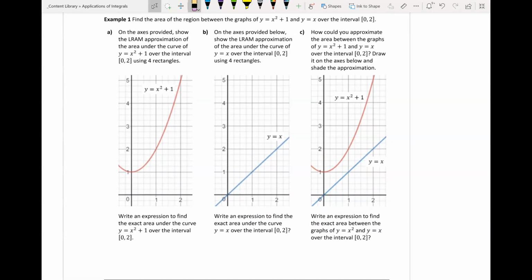We've been given two graphs. One of them is x squared plus 1, and the other one is x. For A, we want to show the LRAM approximation of the area underneath the curve of x squared plus 1, and we're going to have 4 rectangles. So we use our very left point in each interval, and we need 4 of them.